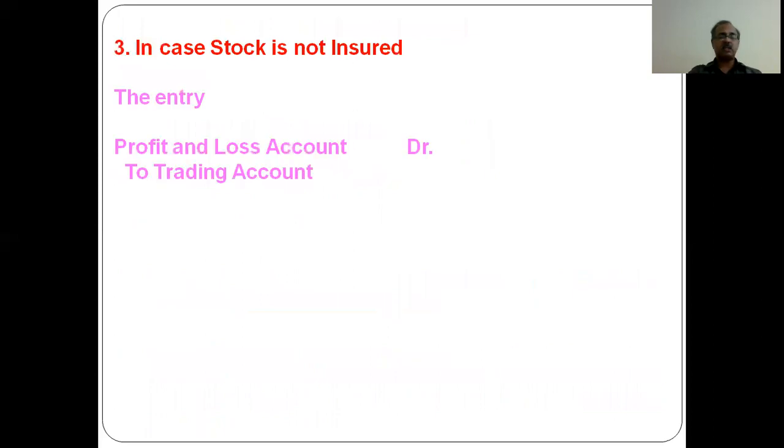The last instance, in case of stock destroyed by fire, is when the stock is not insured. It is very clear that if stock is not insured, there will be no insurance claim. So the entire amount, the actual amount of loss, will be treated as actual loss. The journal entry will be P&L account debit to trading account. There is no insurance claim because there is no insurance at all.